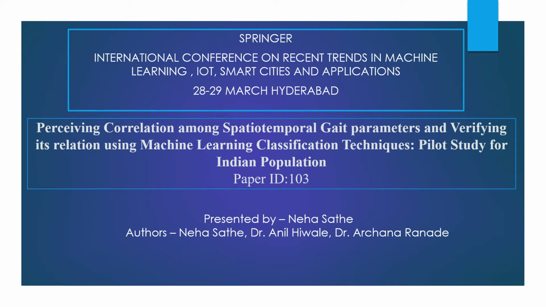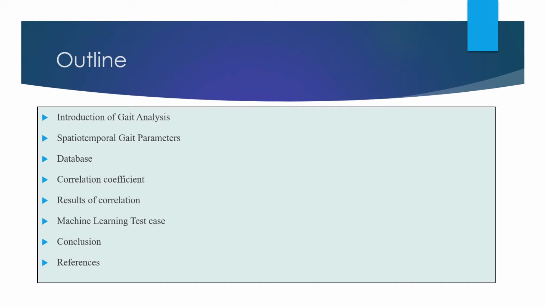for Indian Population. The outline of the presentation is: it will go through an introduction of gait analysis, some important spatiotemporal gait parameters, the database which is used to perform analysis, some brief about the correlation coefficient, results of the correlation, a machine learning test case, conclusion and references.